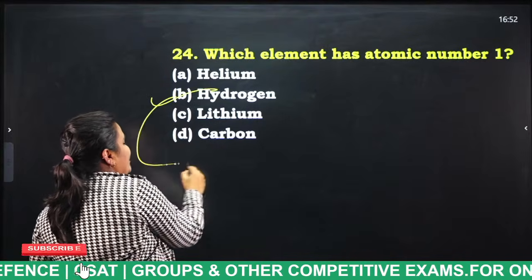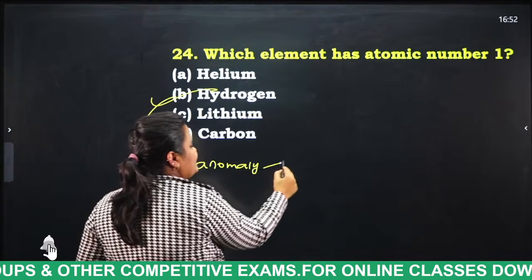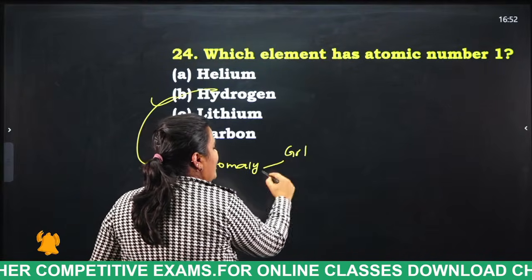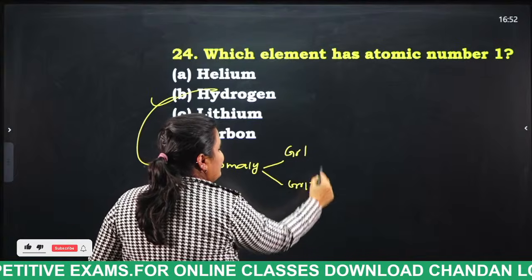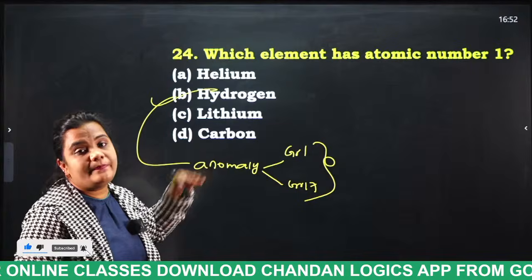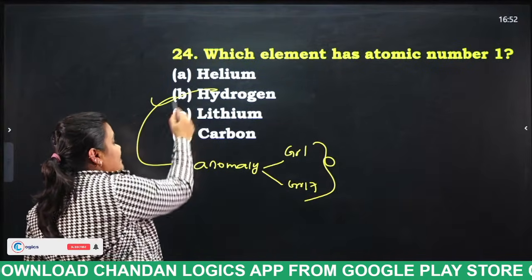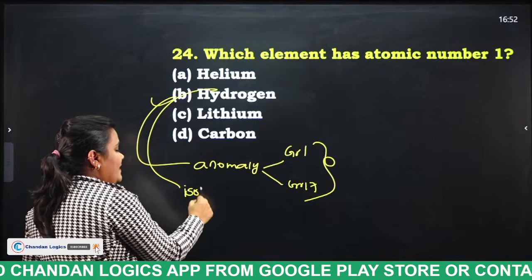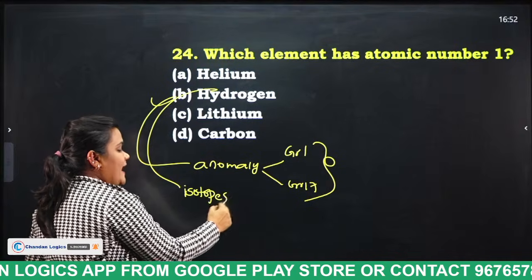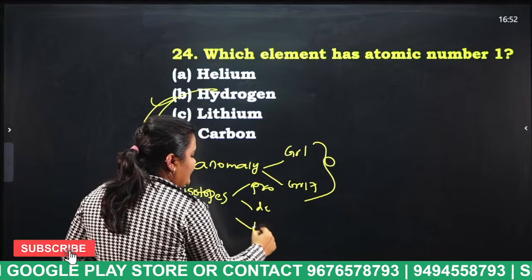So this hydrogen is known as what, students? Anomaly. Why? Because we can place hydrogen either in group 1 or group 17, since it shows the properties of both groups of elements. Okay. And the hydrogen element has 3 isotopes. What are those? Protium, deuterium and tritium.